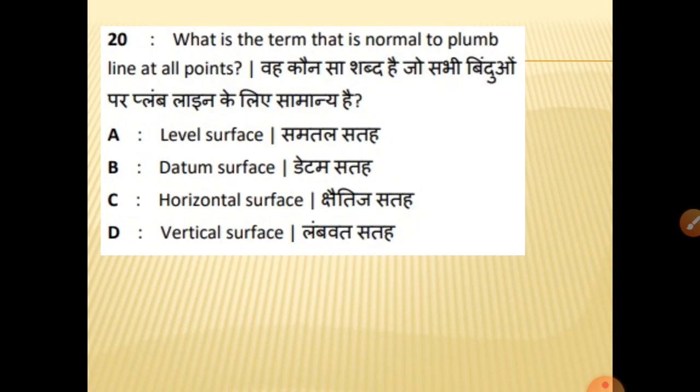20th question. What is the term that is normal to plumb line at all points? Is it level surface, datum surface, horizontal surface or vertical surface? Answer is option B, datum surface.